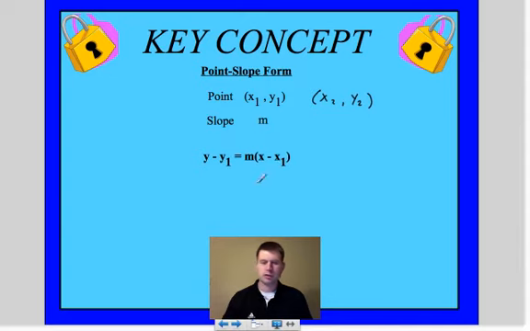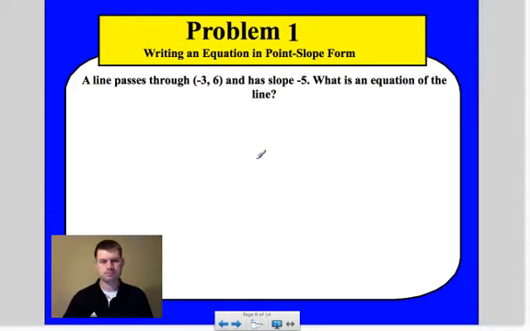minus x1. So we really have to know that formula. With the y1 and the x1 going to get filled in with numbers, and the m, of course, is going to get filled in with numbers. So once again, only y and x here are going to be the variables that will be left.